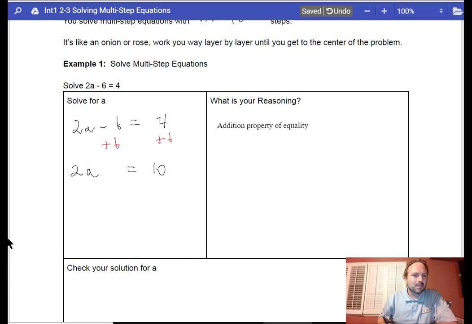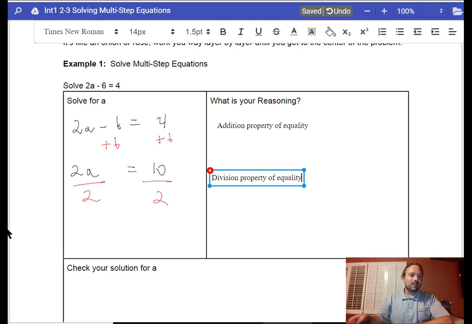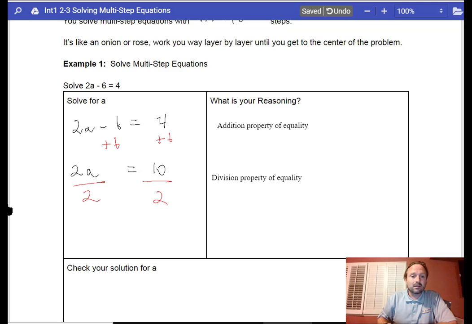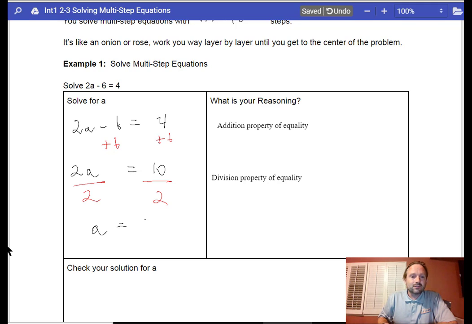Well, now my next step I see right here is I have 2 times A. The opposite of 2 times would be divide by 2 on both sides. Now, my reasoning to be able to do this would be the division property of equality. Now, I'll be honest, if you said multiplication, I'd be like, yeah, the same thing, because multiplication and division are pretty much the same thing. So then I would simplify and I would get A is equal to 5. I guess I could write simplify.